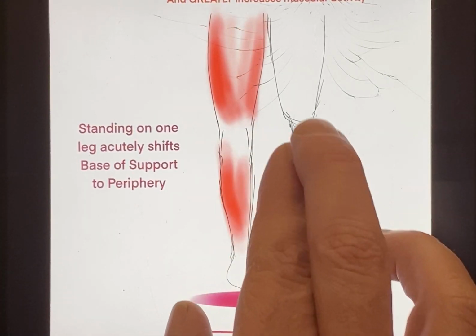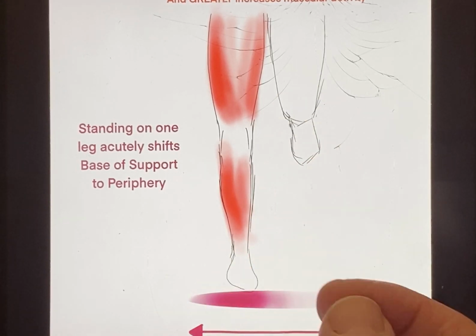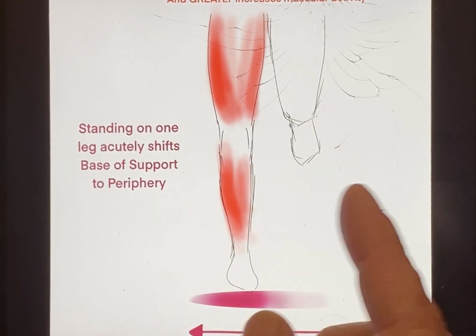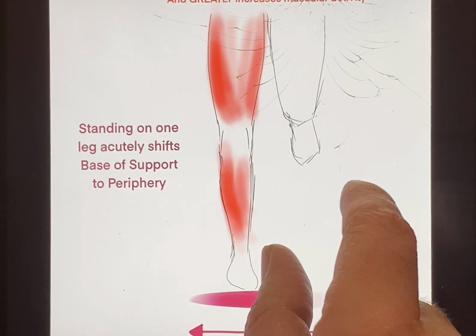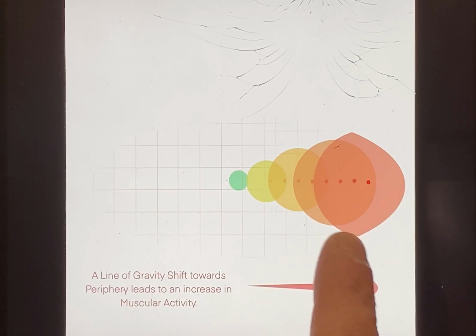So it's not that there are no contributions from the limb that is hurt, but it's just that the burden tends to shift towards the periphery. And I've shown this here. The line of gravity shift towards the periphery leads to an increase in muscular activity.